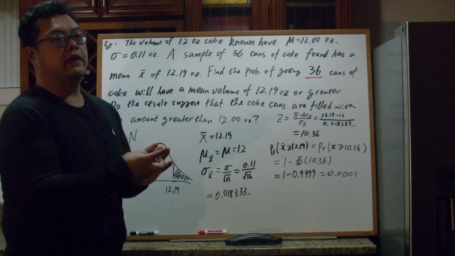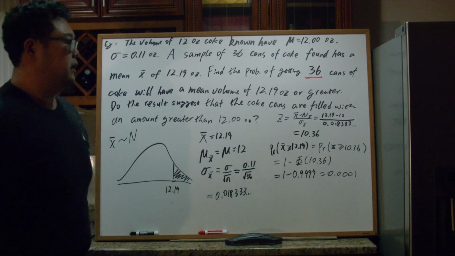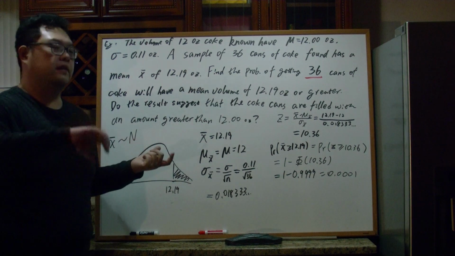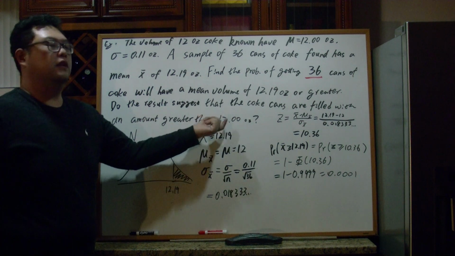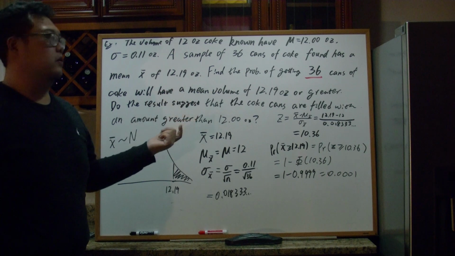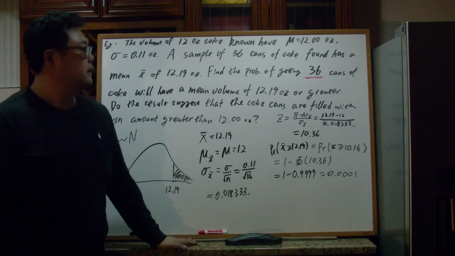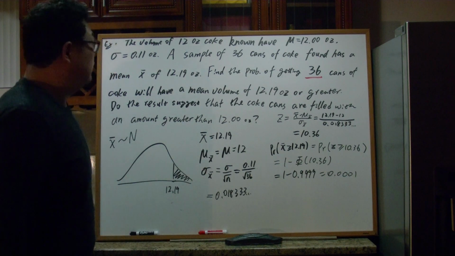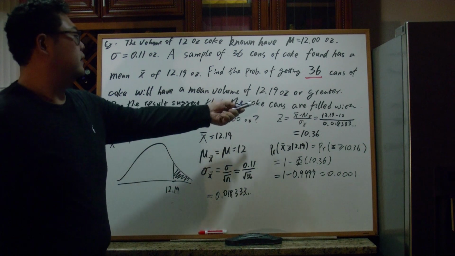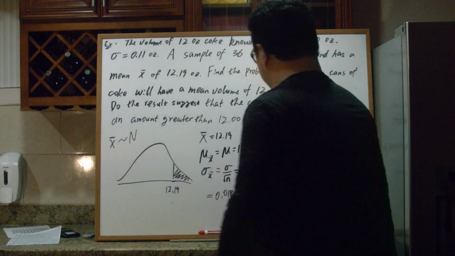So it was 12 ounces, but as time passes, the machine is no longer that accurate. Maybe every time it fills in will be a little bit greater than 12 ounces. Maybe it is 12.1 ounces or 12.15 ounces to get that Coke average volume. So do the results suggest that Coke cans are filled with an amount greater than 12 ounces?